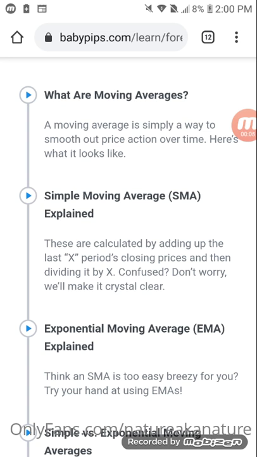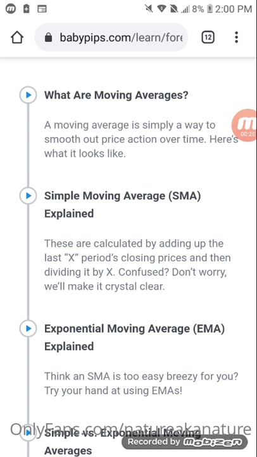Alright, so gang, we're back for another video. In our last video, we just ran over a summary of Japanese candlesticks 101. So in this video, we're going to be talking about moving averages, alright? Then after that, we're going to talk about Fibonacci retracement and the relative strength index, which stands for RSI.